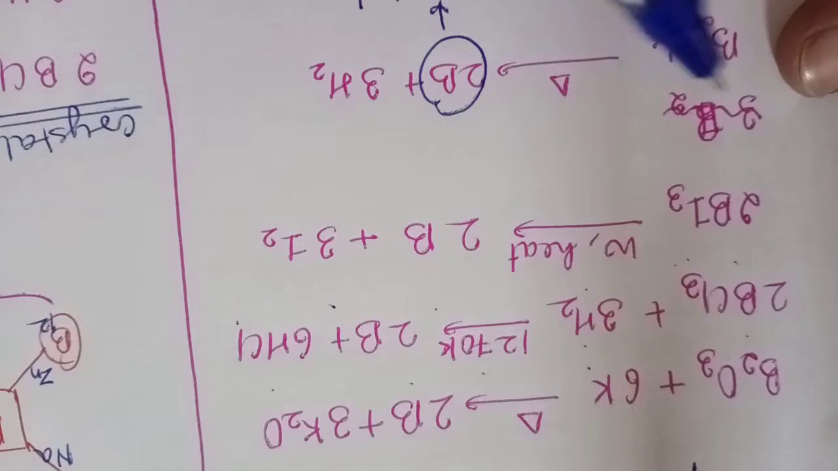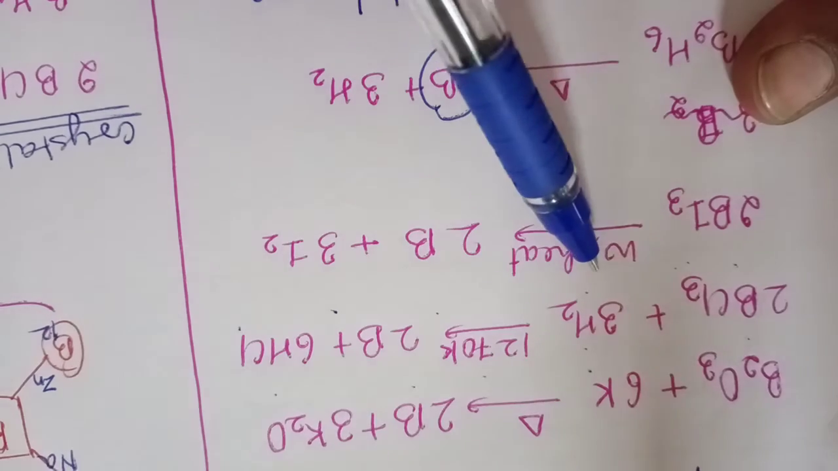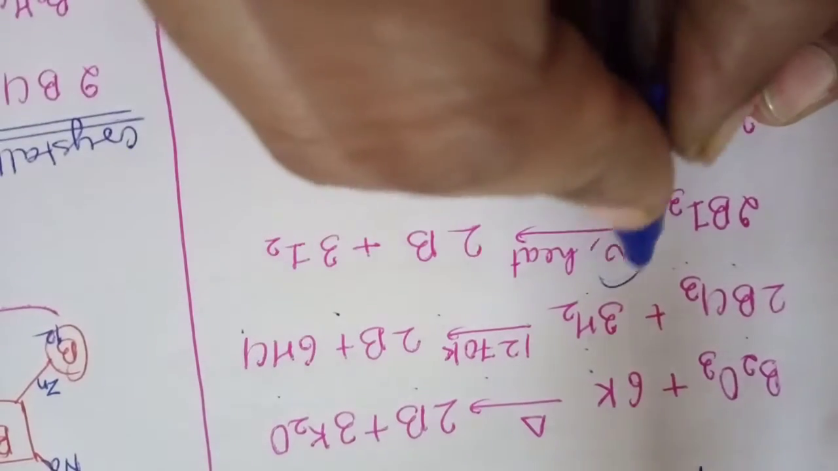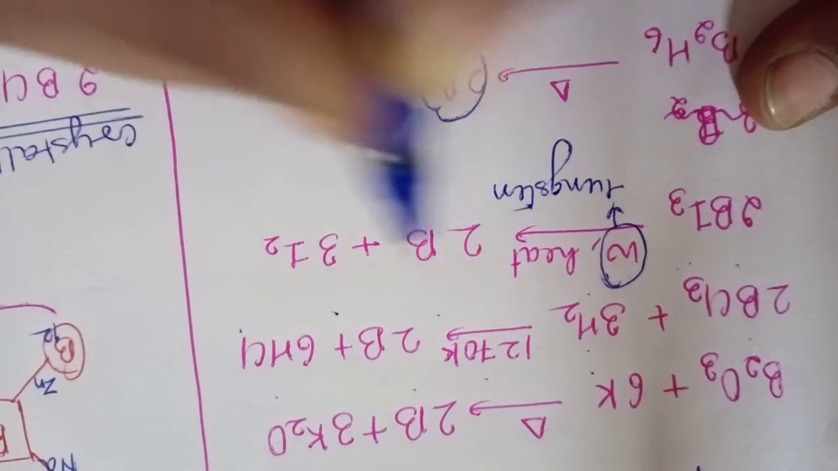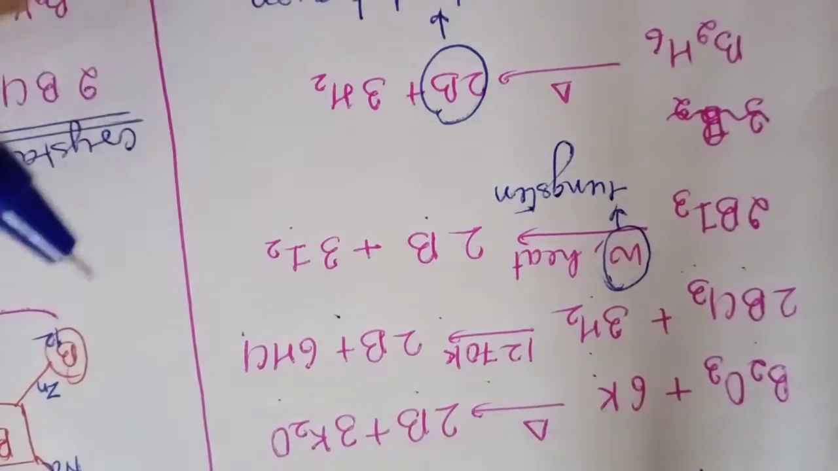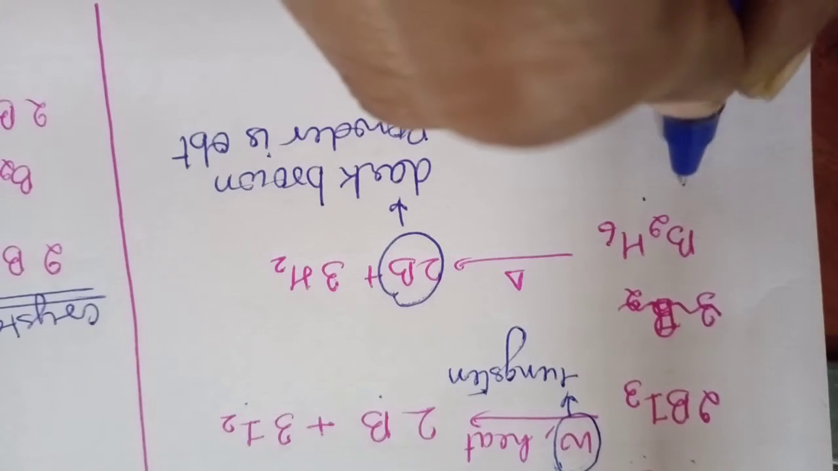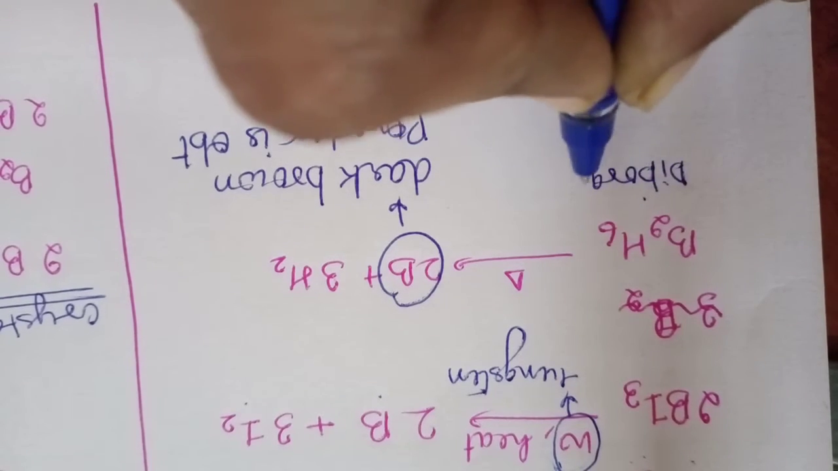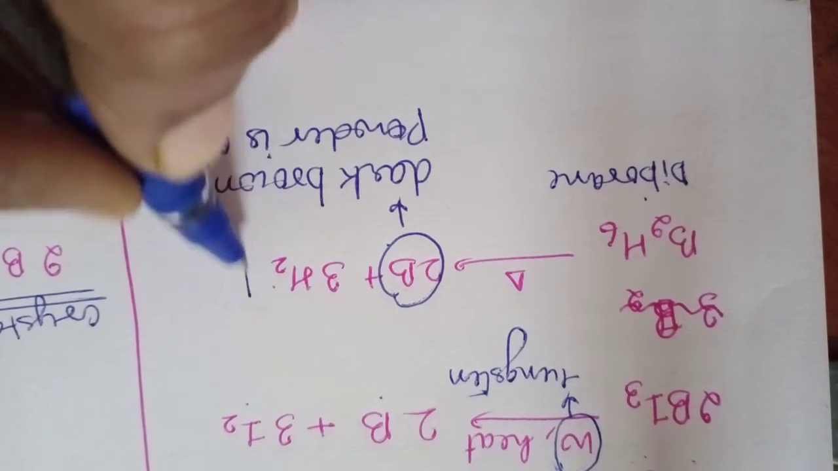Then the third reaction is boron halide. Again, when we heat it in the presence of tungsten, it will release what? Again pure boron with iodine. Then if we treat diborane, on heating it gives us boron with release of hydrogen gas.